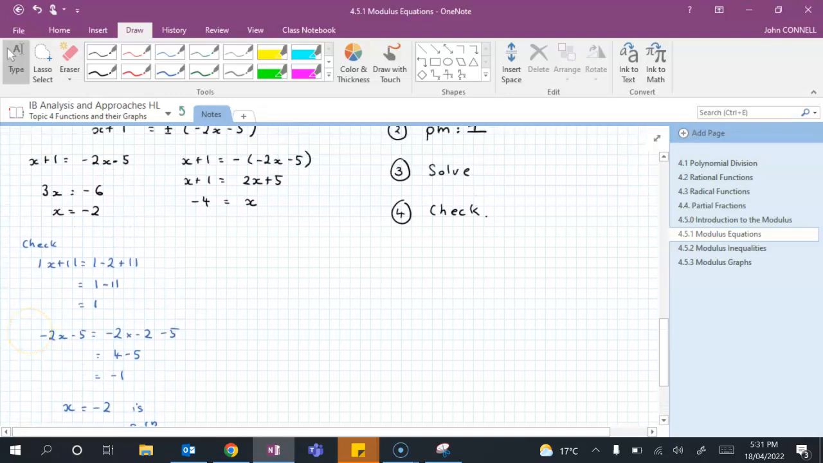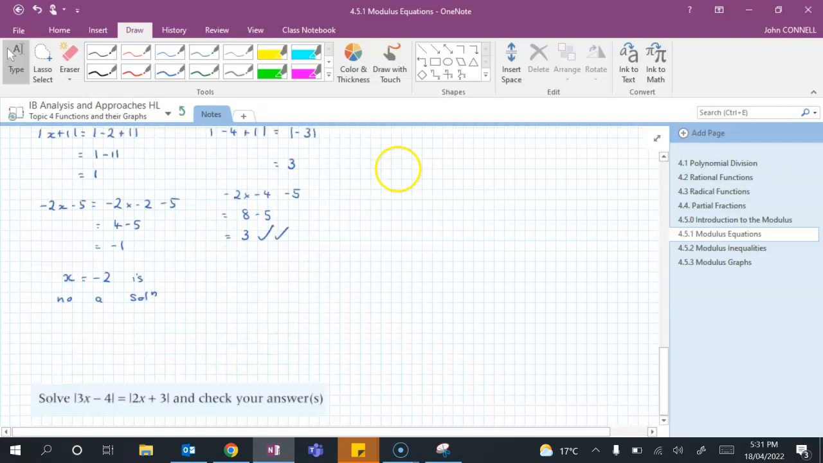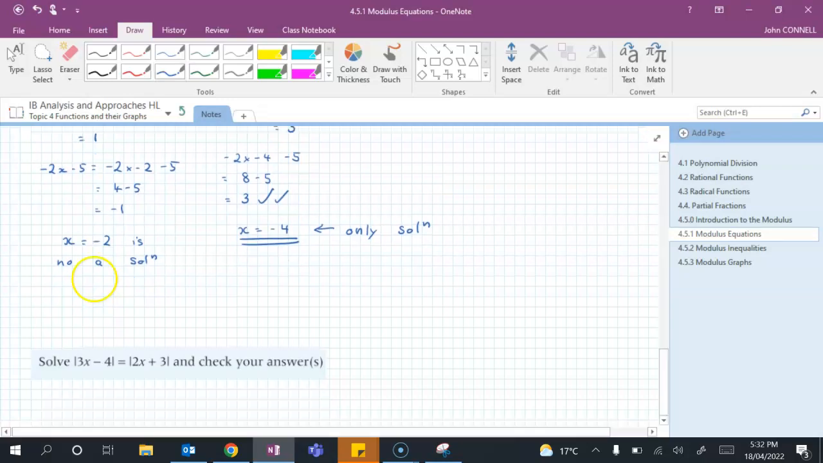Let's check minus 4. Minus 4 plus 1 is minus 3. Modulus of minus 3 gives me positive 3. Minus 2 times minus 4 take 5 is going to be positive 8, take 5 is 3. So minus 4 is a solution, and it's the only solution. So you sometimes get wrong answers, and so you actually need to check the solutions.